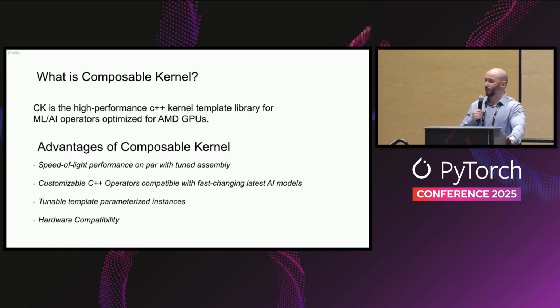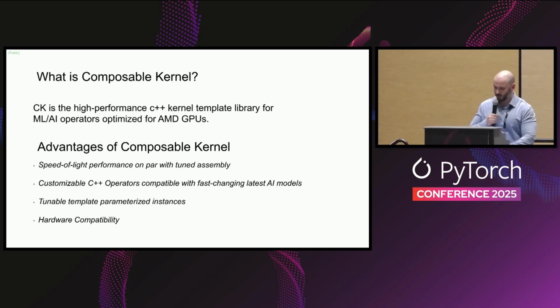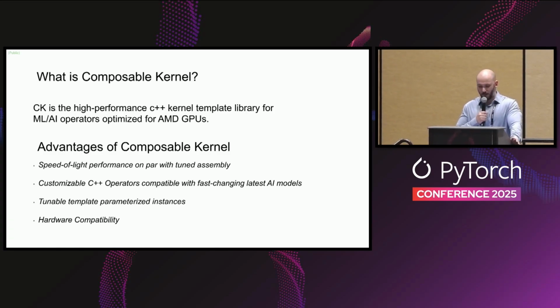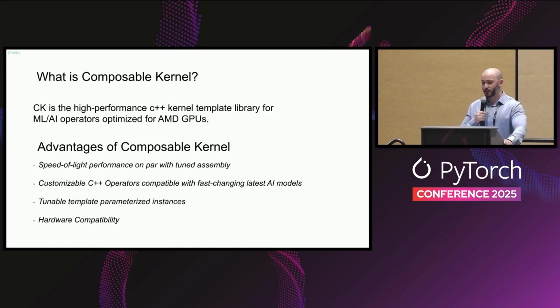It is especially useful for fused operations, which distinguishes itself from other linear algebra libraries like hipBLAS. Some of the greater advantages include speed of light performance, customizable C++ operators that users can modify to their specific needs, as well as tunable template interface instances that can be used to get as much performance out of the AMD hardware as possible. We have taken this powerful library and begun integrating it as the backend for various ML operators in PyTorch. For the scope of this talk, we will focus on two such operators, those being GEMMs and scaled dot product attention. Let's start by looking at GEMMs.